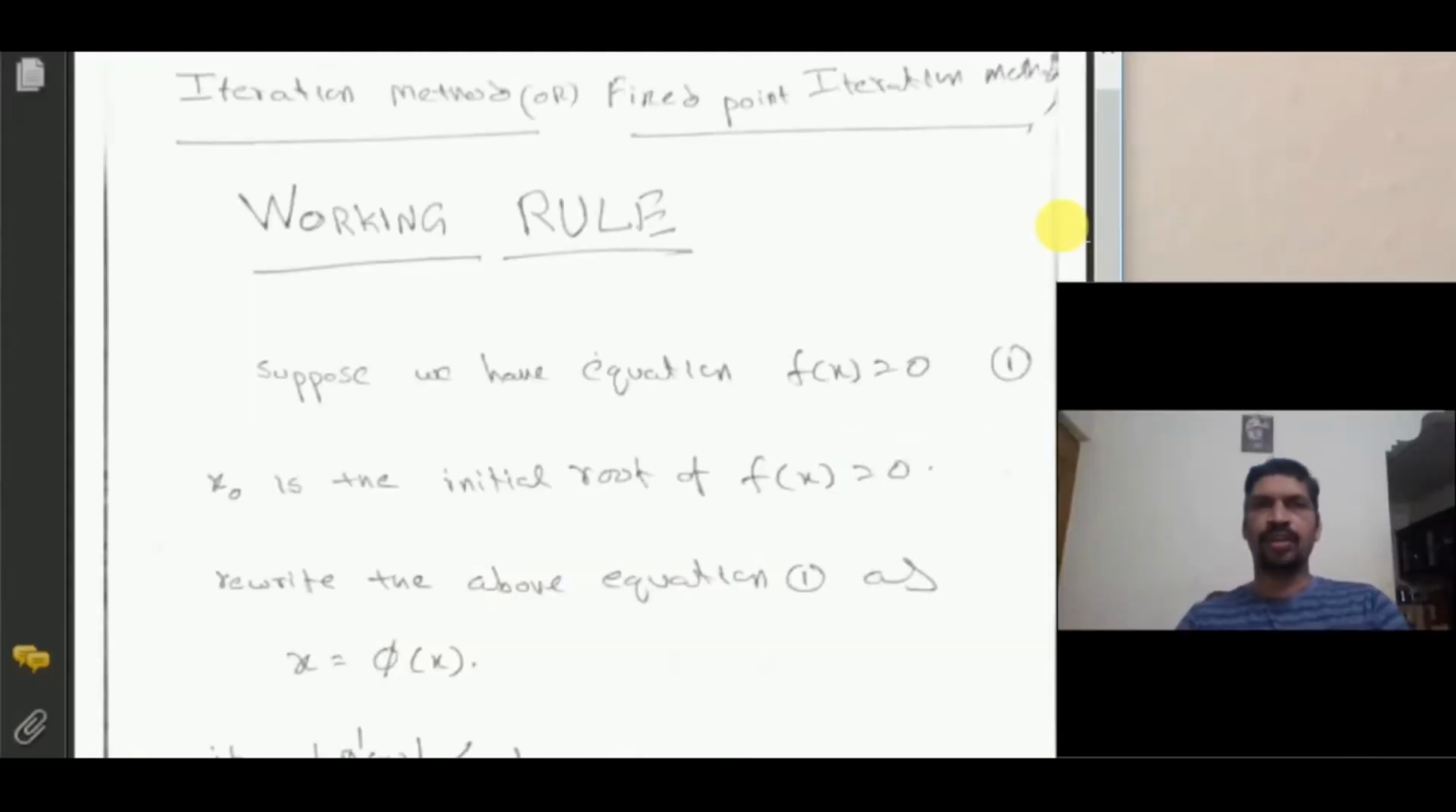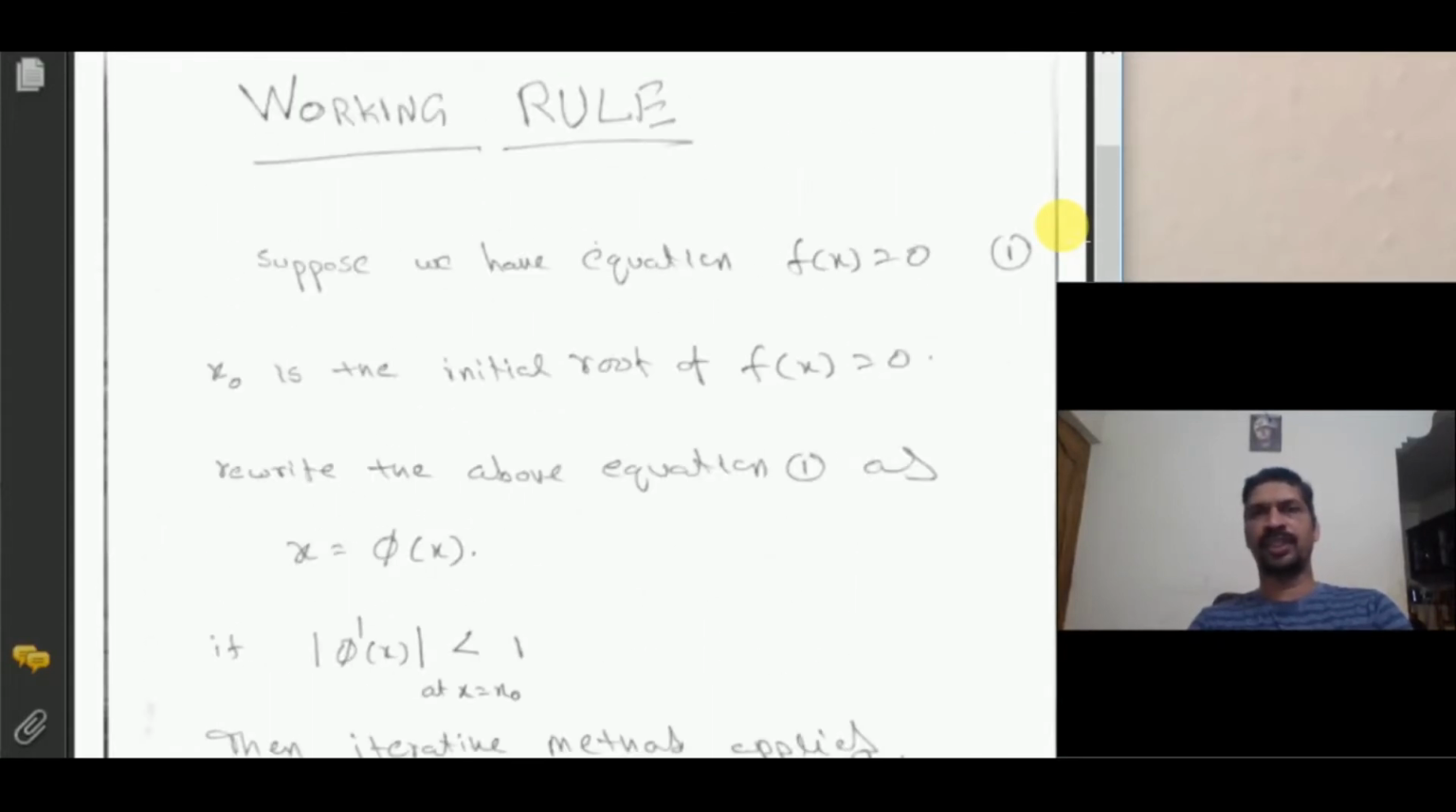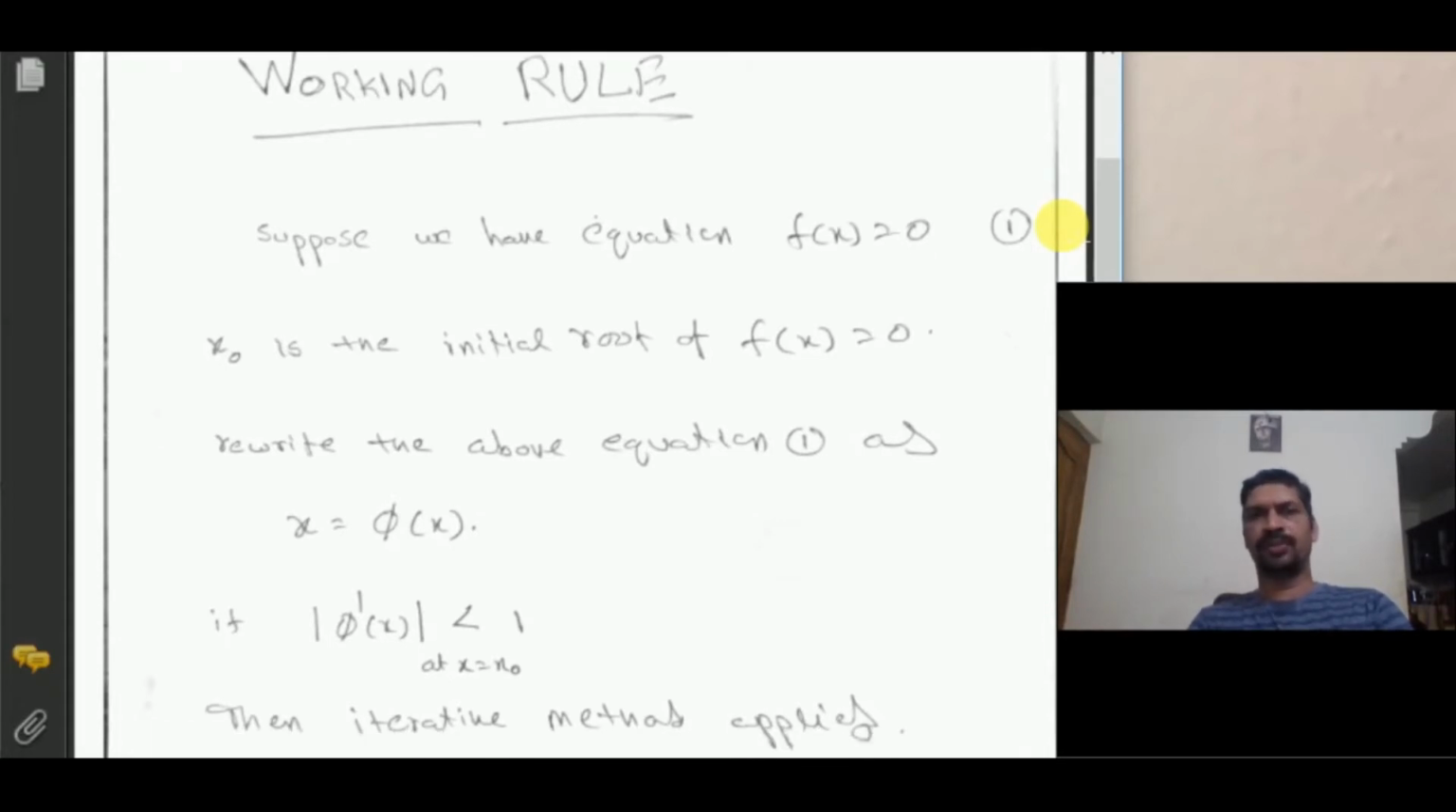Working rule, iteration method. Suppose we have the equation f of x equal to 0. x naught is the initial root of f of x equal to 0. We will rewrite the equation as x equal to phi of x. Suppose 3x square minus 3x equal to 0, we will write that equation as x equal to something, x equal to phi of x. This is the first point in iteration method: we have to rewrite the equation in the form x equal to phi of x.